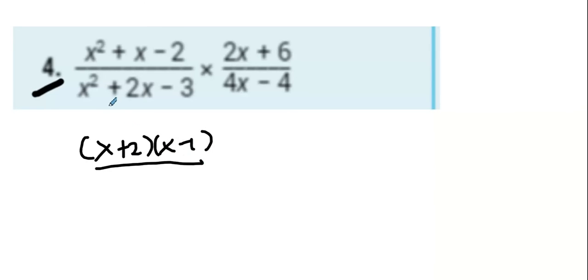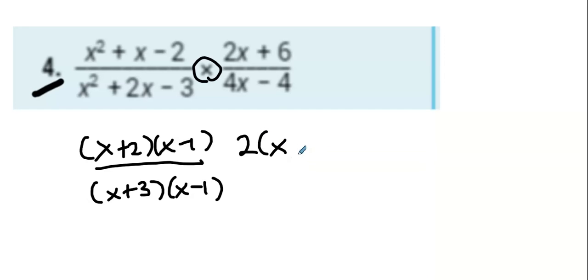The second batch, x plus 3, x minus 1. Everybody clearly sees the multiplication sign? Okay. And that's 2 times what? X plus 3. And then on the bottom, 4 bracket, x minus 1.